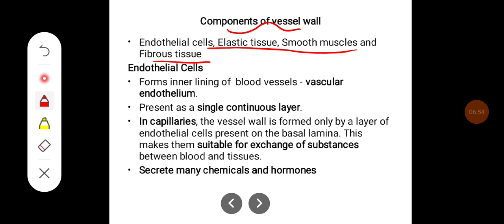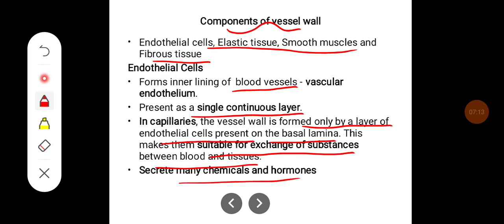Endothelial cells form the inner lining of the blood vessels, or vascular endothelium. It is present as a single continuous layer. In capillaries, the vessel is formed by only a layer of endothelial cells present on the basal lamina. This makes them suitable for exchange of substances between blood and tissues. It secretes many chemicals and hormones.